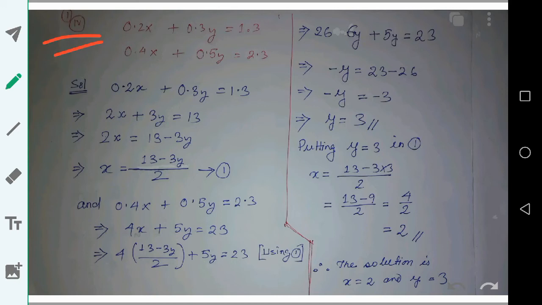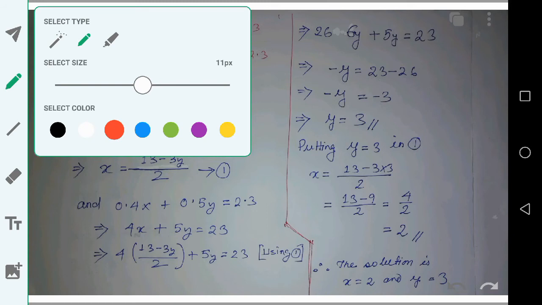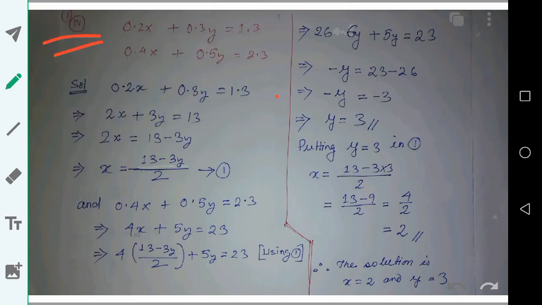So here you see, let me change the color first. Okay, so this is the first equation I have written here in the solution. Here you see these are all in decimal: 0.2, 0.3, 0.13. So let us multiply 10 on both sides. If we multiply 10 with each and every term of this equation, then it will give twice x plus thrice y is equal to 13.